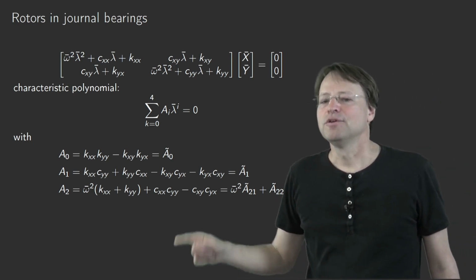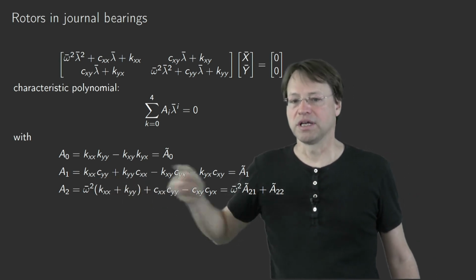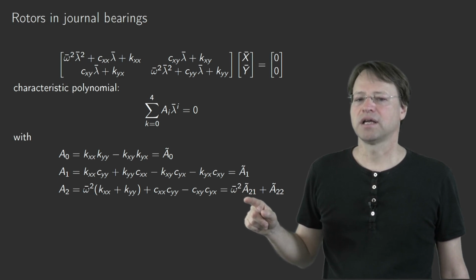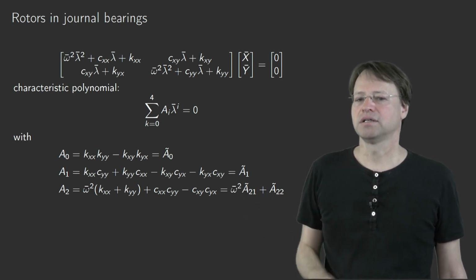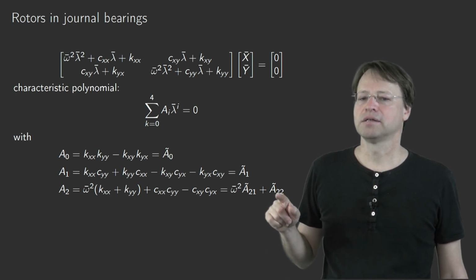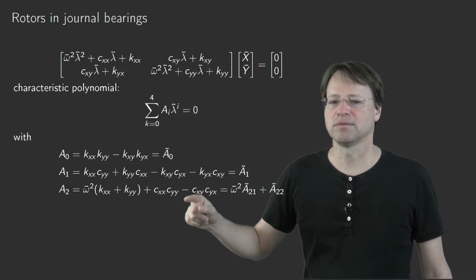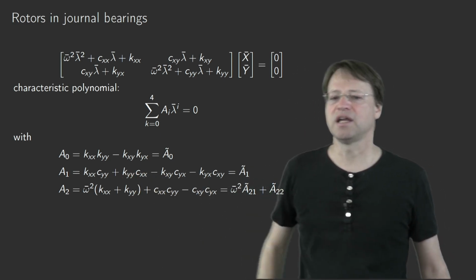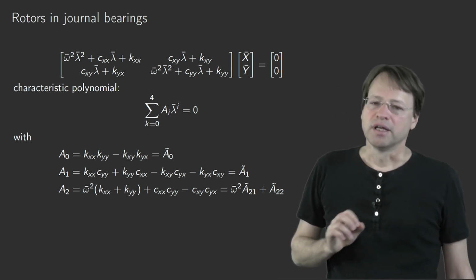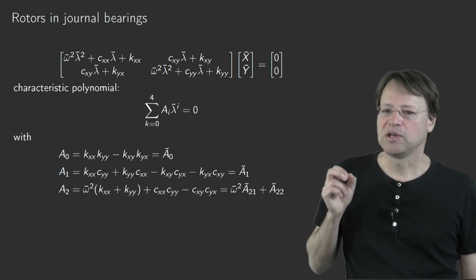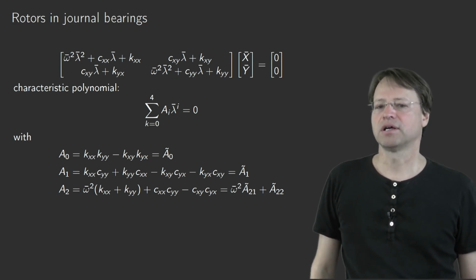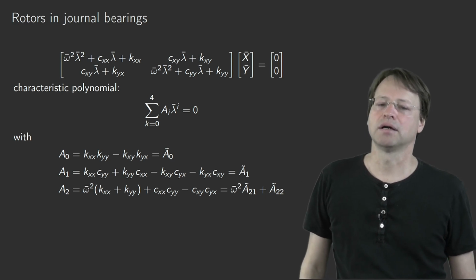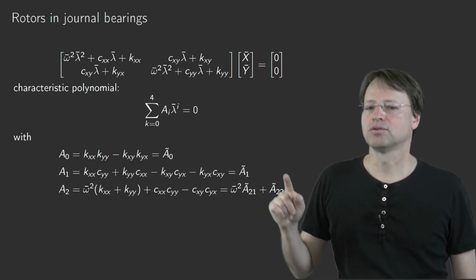So if you look at that situation, then indeed we find for the first time a term in omega bar squared. We notice this as omega bar squared a tilde 2,1 plus a tilde 2,2. And you see that a tilde 2,2 is an abbreviation for cxx times cyy minus cxy squared, and a 2,1 is an abbreviation for kxx plus kyy. The important thing is to really show in the coefficients of that characteristic polynomial the influence of the rotational speed and therefore of omega bar. That's the reason why I introduced these abbreviations.